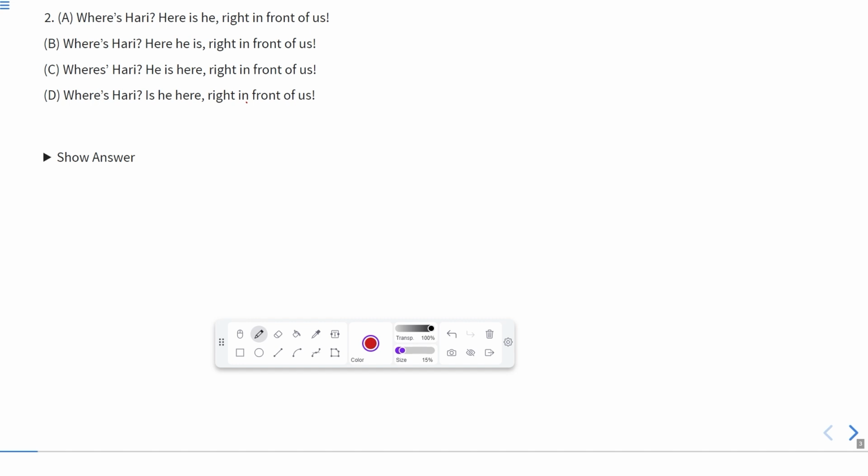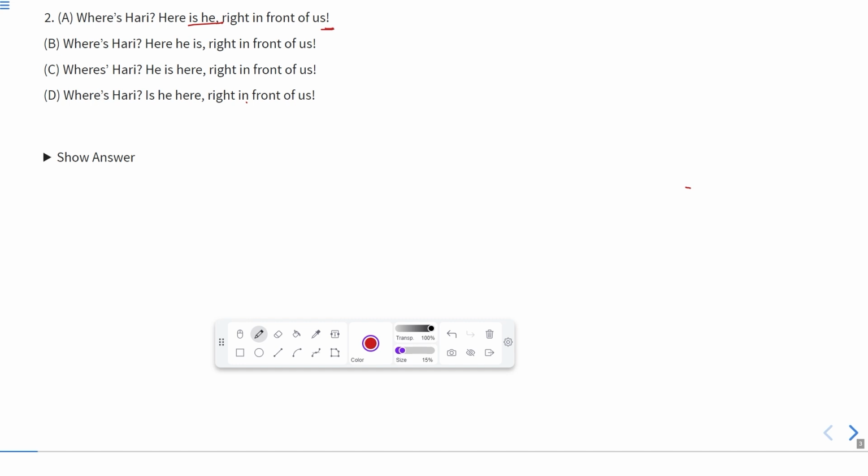The first one is, where is Hari? It is a question. Here is he, right in front of us. Now, here we can see the exclamation mark. It means we are pointing out someone. Whenever we indicate someone, we use present indefinite tense. And in that case, here is is actually the question format, whereas we should write here he is.